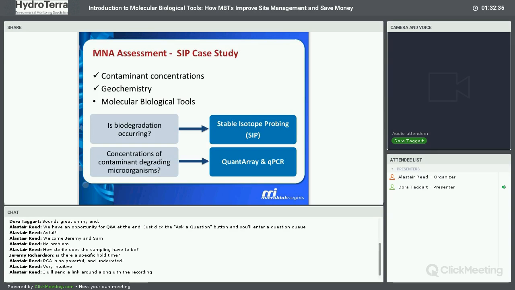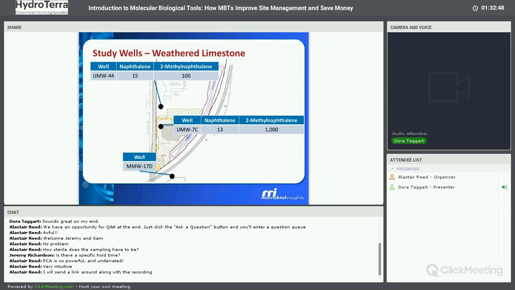So to answer these two questions, we used stable isotope probing to help us give that definitive answer about biodegradation, and we coupled it with some QuantArray and qPCR techniques to help us understand the concentrations of the microorganisms that are present. So here's the map of the site with naphthalene and methylnaphthalene concentrations.